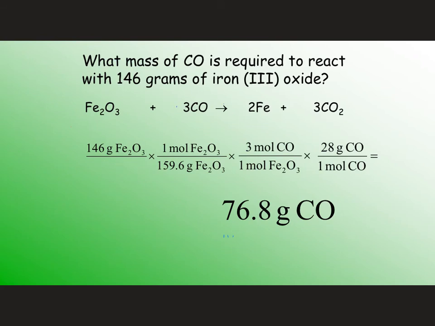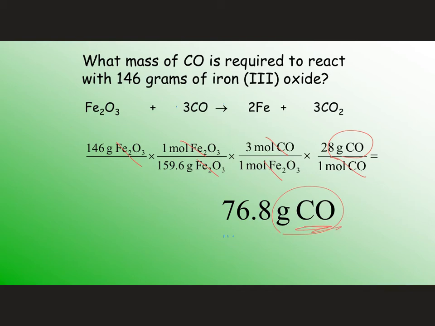So now that we have our conversion factors all set up, let's double check our units. Grams of Fe2O3 cancels with grams of Fe2O3. Moles of Fe2O3 cancels with moles of Fe2O3. Moles of CO cancels with moles of CO. And so the only thing left is the grams of CO, which is going to be my unit. Don't forget to include the CO now.